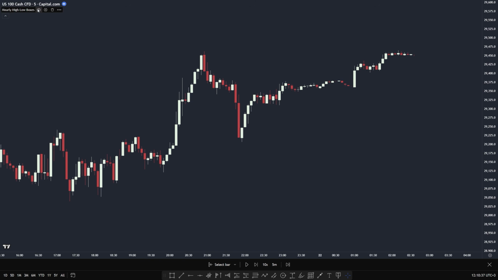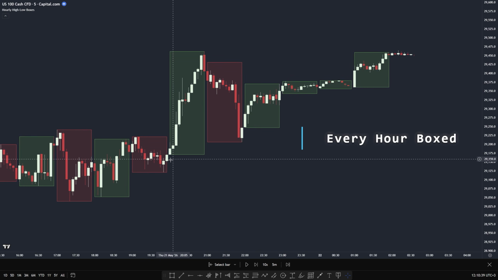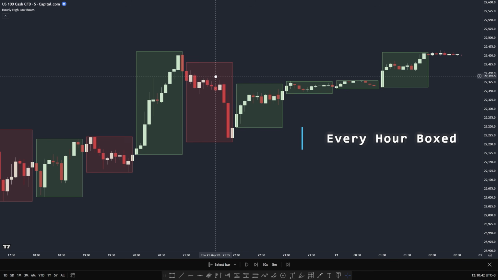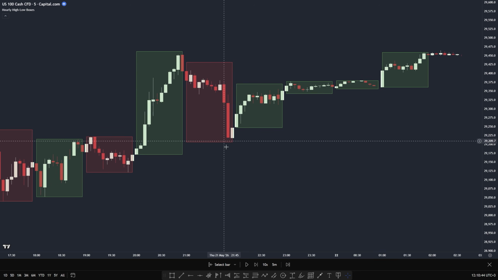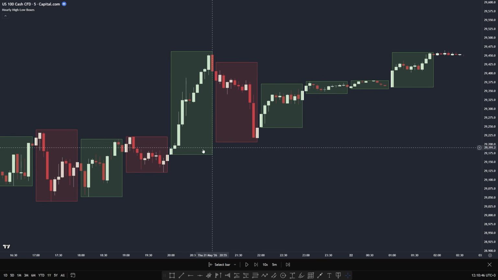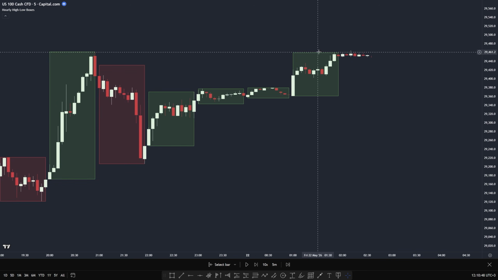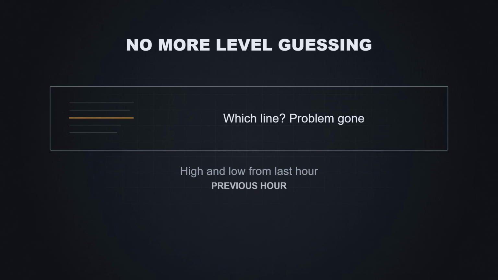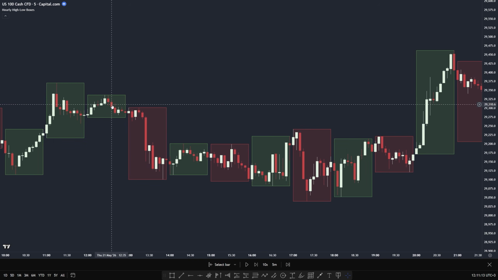Now let's add the indicator. Every completed hour gets boxed. The high of that hour becomes the top of the box, and the low becomes the bottom. When the next hour starts, those two edges become the levels I watch. The box removes the "which level should I use" problem. The active high and low come from the previous hour.